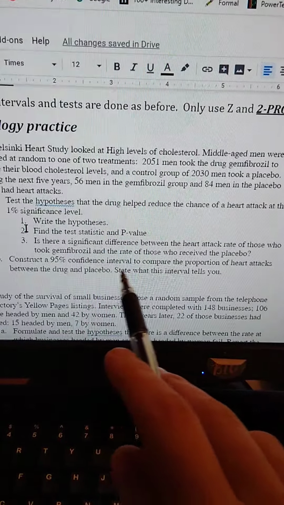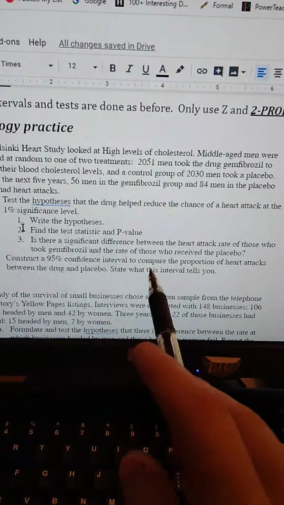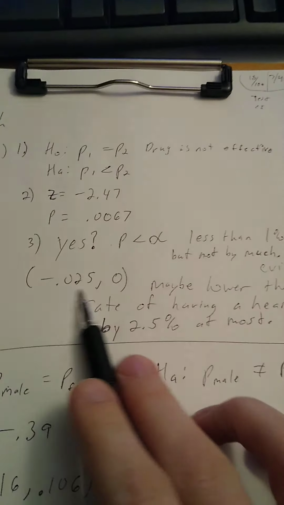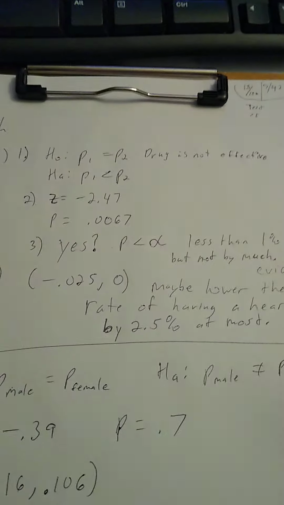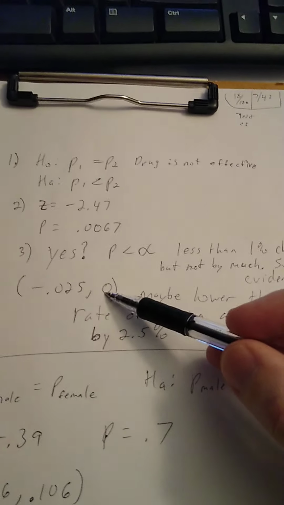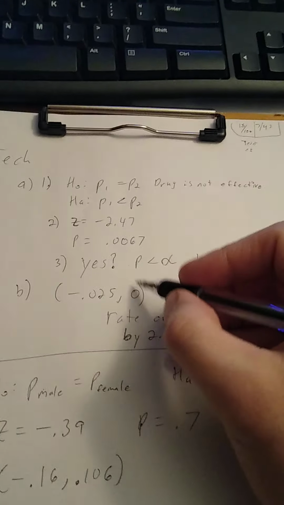State what the interval tells you about the difference. The interval just tells me that it could be as low as 2.5% lowered, less likely to have a heart attack with the drug, but it could very well be pretty close to zero. It wasn't exactly zero, but very, very close.